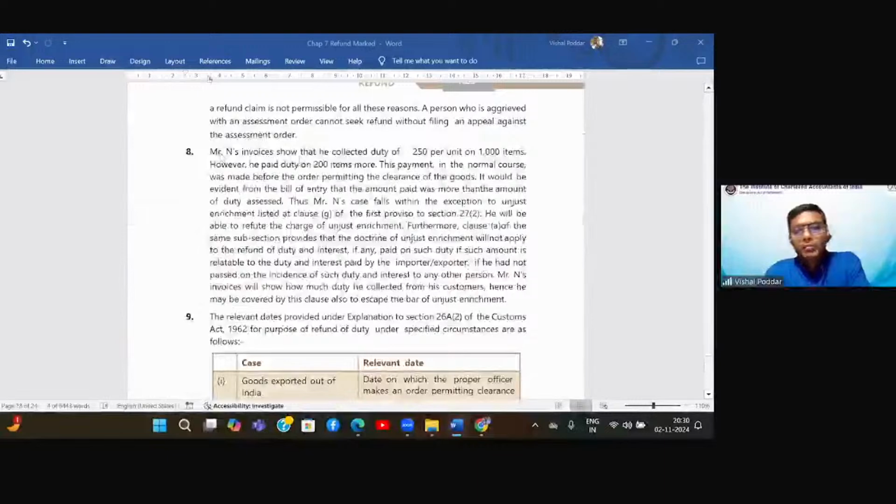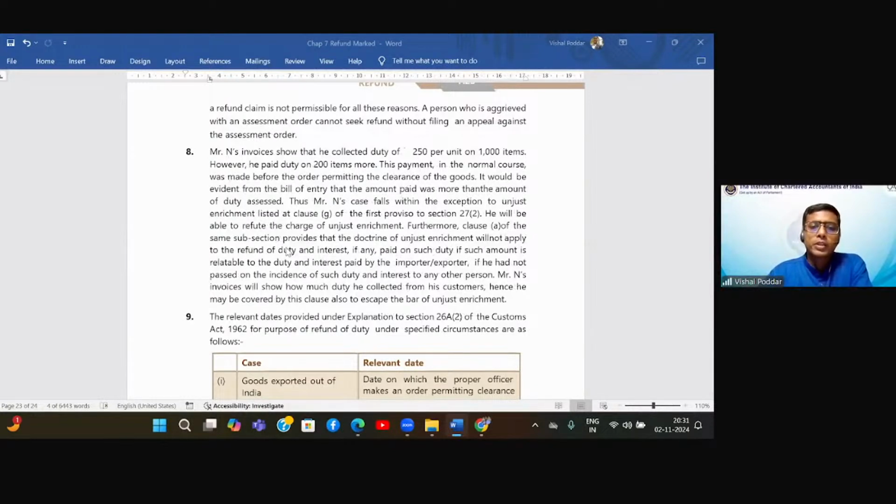Mr. Sen's invoice shows that he collected 250. I agree. We have collected 250 on 1,000 items. However, he paid duty on 200 units more. This payment in the normal course was made before the order permitting the clearance. It would be evident from the bill of entry that the payment was more than the amount of duty assessed. Thus, Mr. Sen's case falls within the exception to unjust enrichment listed in clause G of the first proviso. He will be able to refute the charge of unjust enrichment.